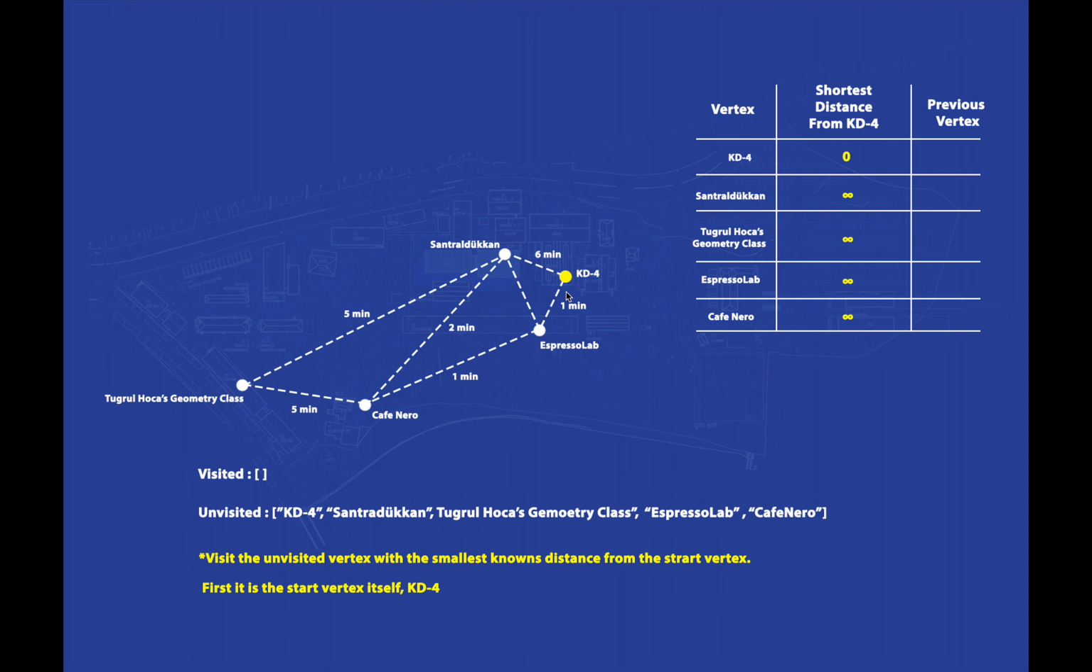So now we are in KD4. Our first rule is to visit the unvisited vertex with the smallest known distance from the start vertex. Our first start vertex is KD4 itself. So it's 0, and we give the other vertices the infinity value.